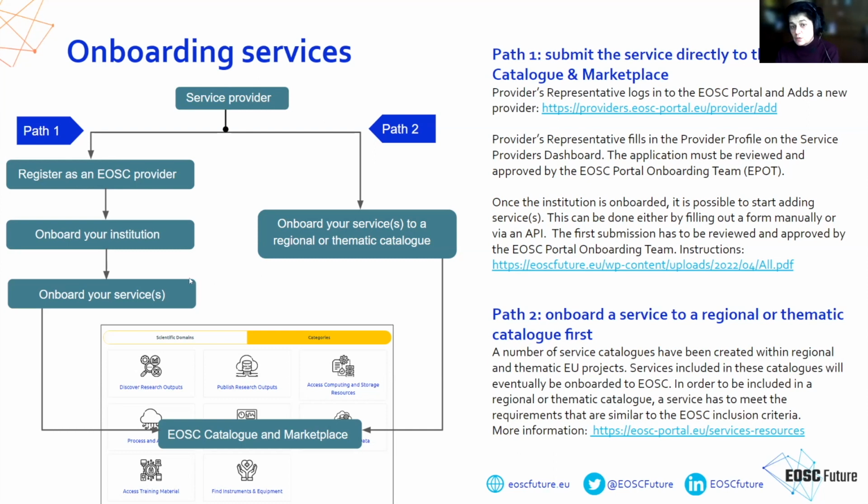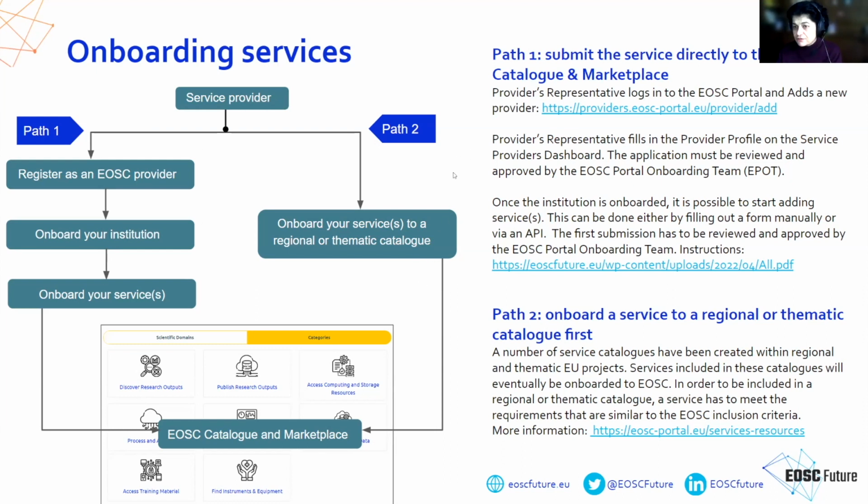So there is a procedure if you want to onboard. I won't explain this procedure in detail. There will be separate training, very detailed, for providers. But you need to register as an EOSC provider. So a representative should log in and then add a provider. And then this team, the EOSC Portal Onboarding Team, EPOT, as we call it, should check the provider to verify the provider. Then when you're verified as a provider, you will onboard the institution, and then you will onboard the first service. And after the first service is onboarded, the EPOT team will check whether it is okay or not, and all the other services that will be onboarded by you will be automatically accepted, because it's somehow assumed that you know how to do this and that you actually meet these requirements. So these are basically two parts that have to be done.